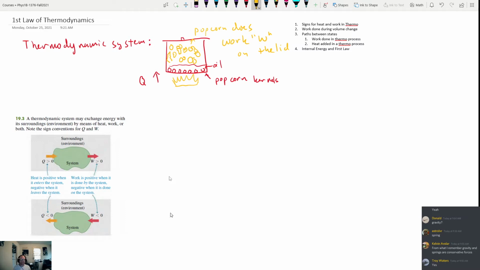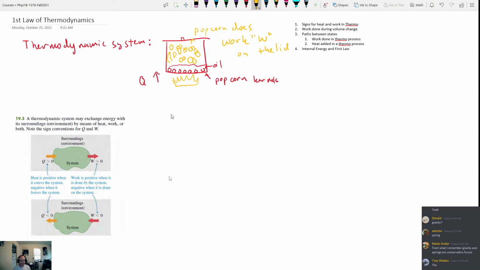This work would be done by a non-conservative force, which is the pressure created by these popcorn kernels as they push out on the system, right? Okay, so a thermodynamic system is something where you take heat in and it has the potential to do some kind of work. It may not always do work, but the work done may be zero, but it's going to take heat in and there's going to be some kind of change that's going to occur as a result of that, okay? So the first thing then to talk about is how do we define these signs?